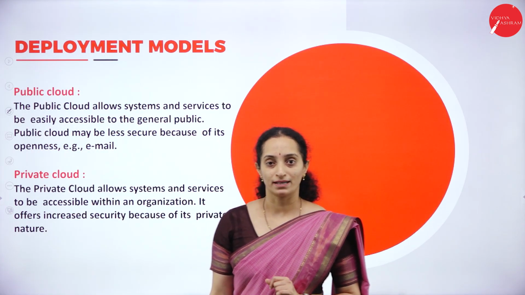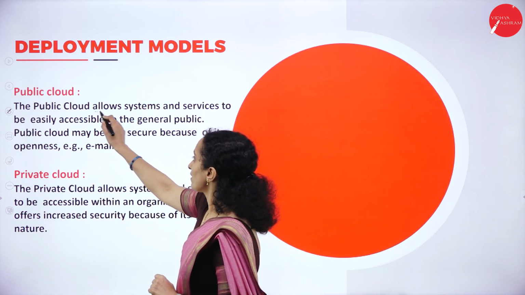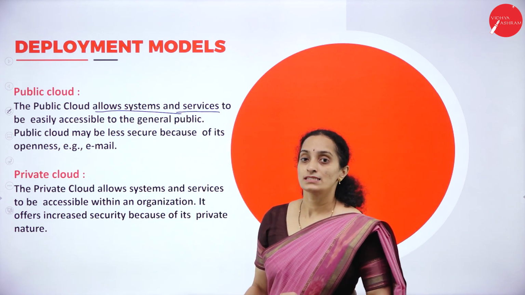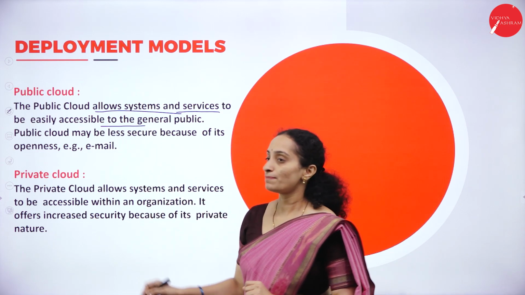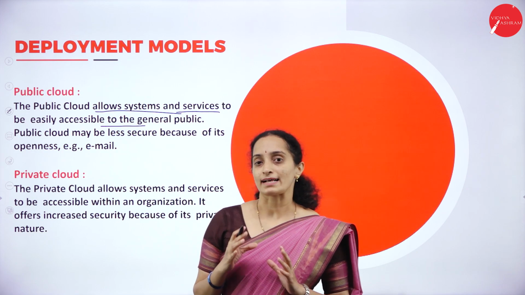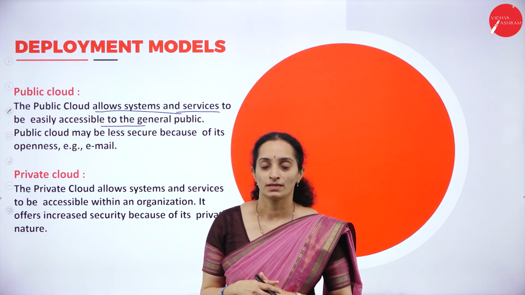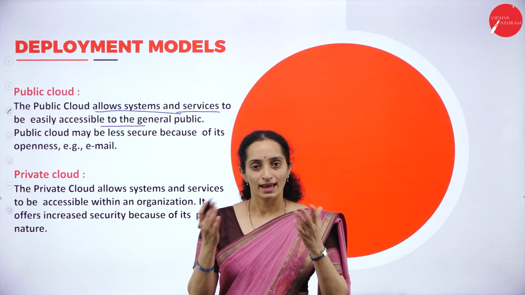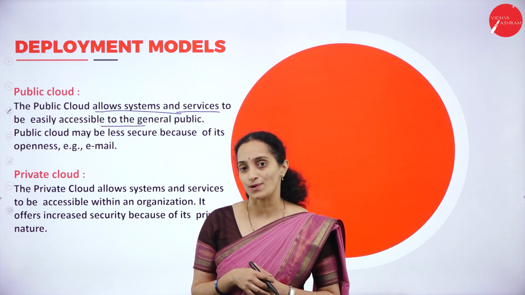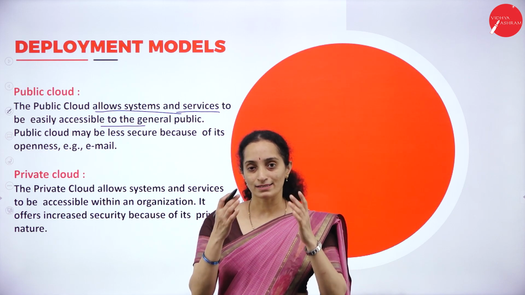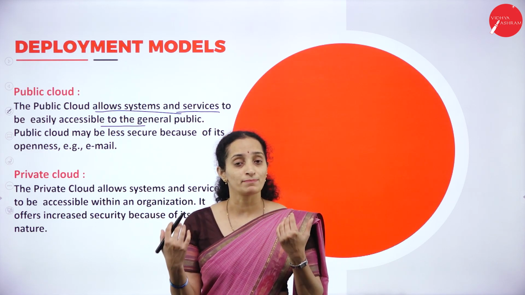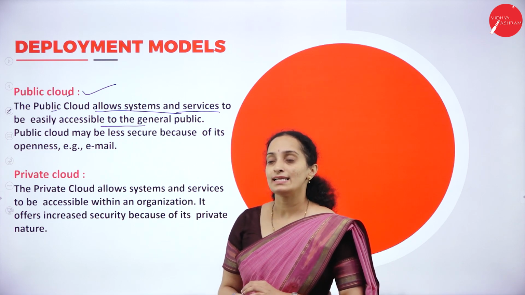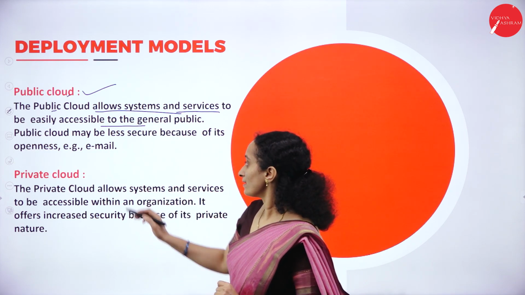First thing is the public cloud. We have the public cloud. The characteristic of a public cloud is that it allows systems and services to be accessible by the general public. That means anyone can access the data from such a cloud. There is no restriction that only these people can access the cloud and these cannot. Anyone who has access to that cloud can get access to the data and can store the data, which is public and available to everyone who accesses it. This is called the public cloud, which is easily accessible to the general public.